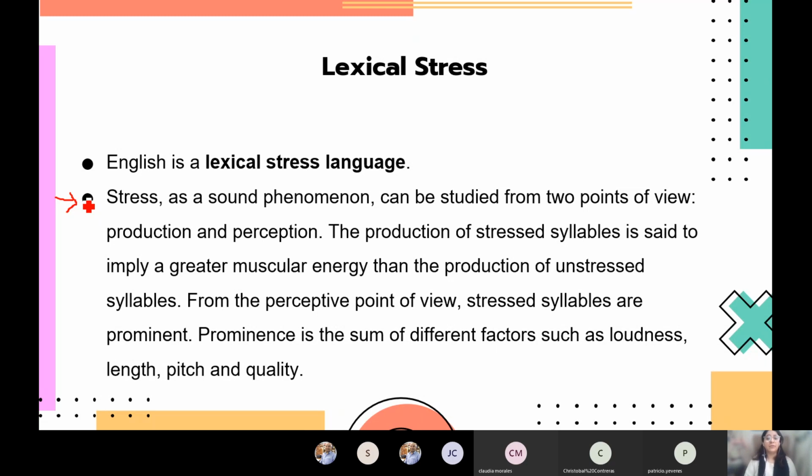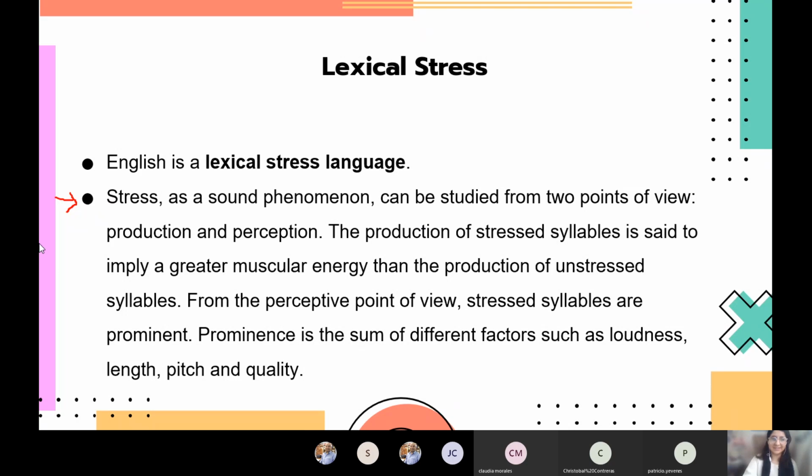This phenomenon can be explained from two points of view: production and perception. The first one has to do with the muscular energy we put into the production of these sounds, because stressed syllables are going to be produced with more muscular energy than unstressed syllables. And from the point of view of perception, stressed syllables are more prominent. And we already discussed the elements of prominence that are loudness, length, pitch, and quality.